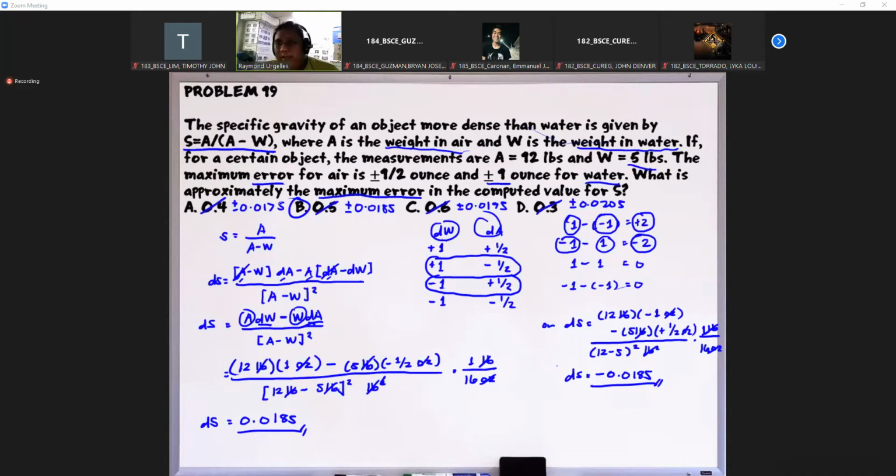So para sa problem na to? Okay. So kaya yun yung tatandaan nyo pagdating sa maximum error. Pag maximum error yung tinatanong, hanapin nyo yung best combination ng mga errors, para magbigay sa atin ng pinakamataas na final error doon sa value na hinahanap sa problem. Okay? Any questions for this part?